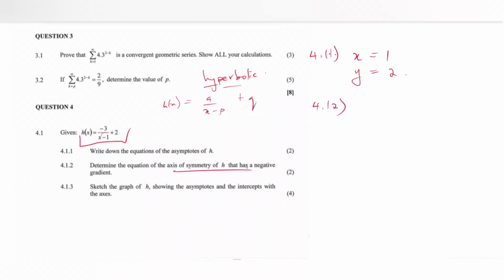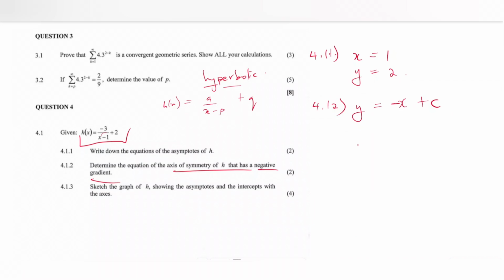Determine the equations of axis of symmetry of h that have a negative gradient. Equations of axis of symmetry are in two forms, the one with positive gradient and the one with negative gradient. Here the question has asked us for the one with negative, and our gradients can be either positive 1 or minus 1. So for negative, it's minus 1. So this is going to be minus x plus the c.